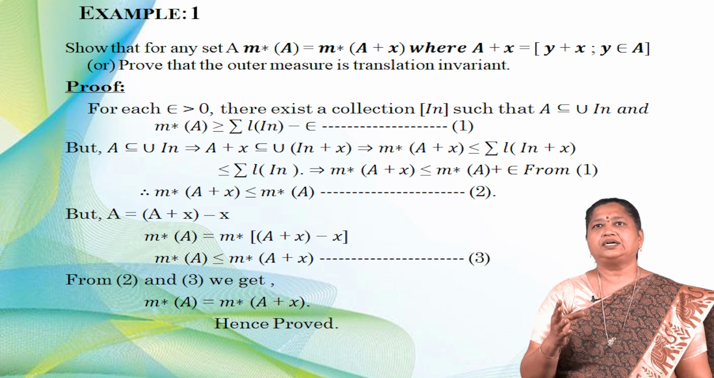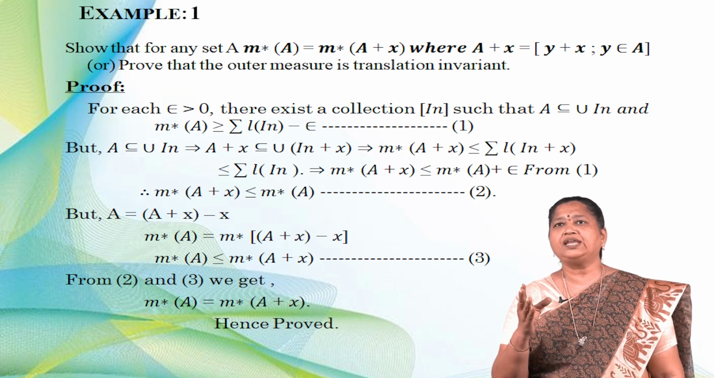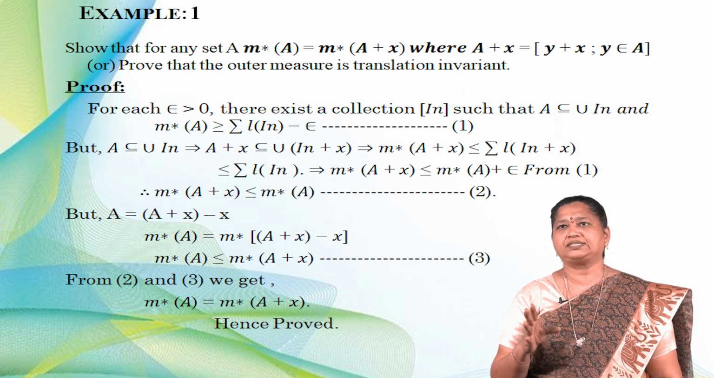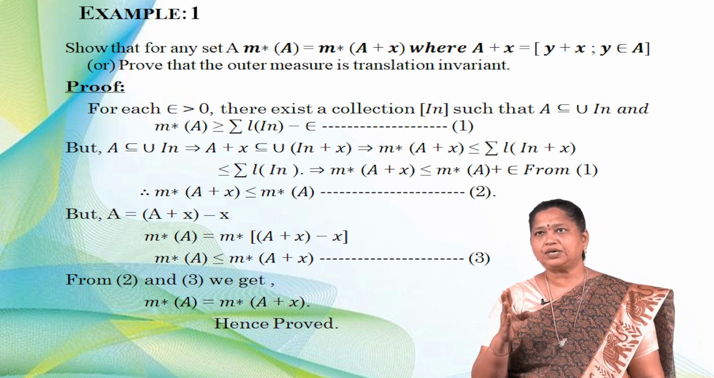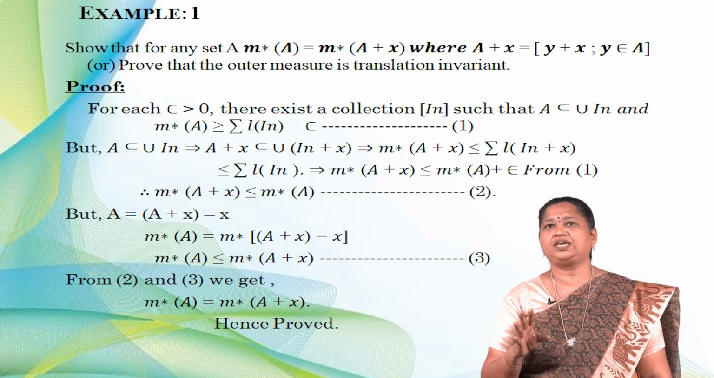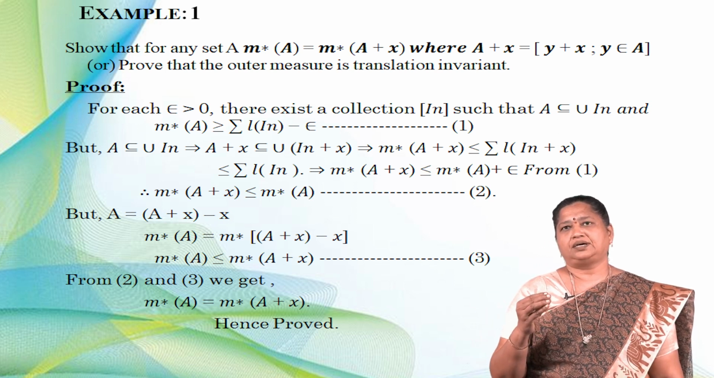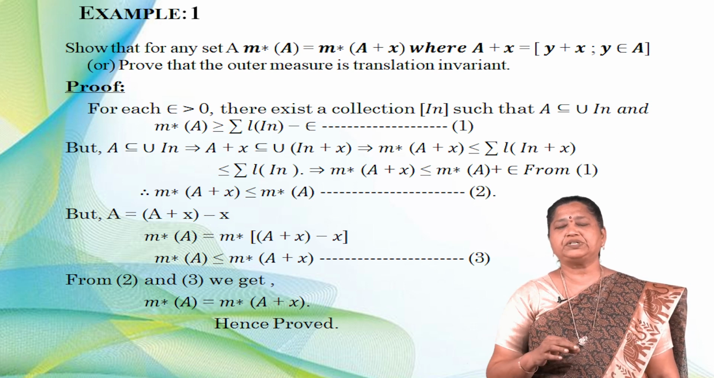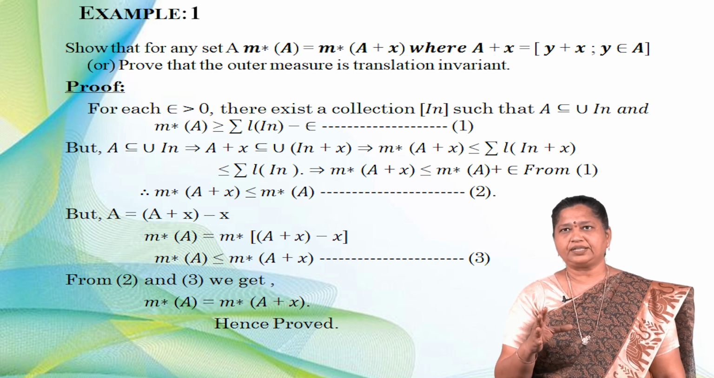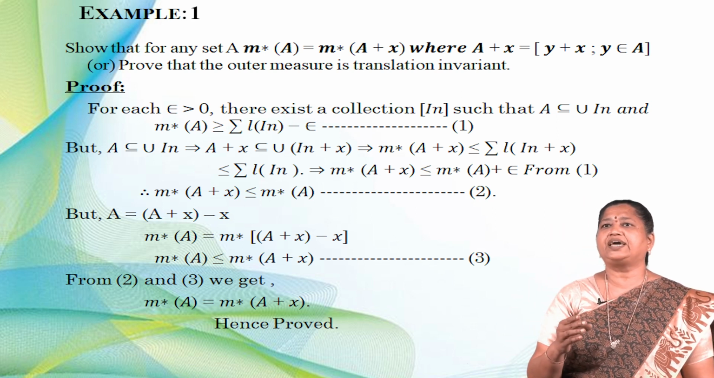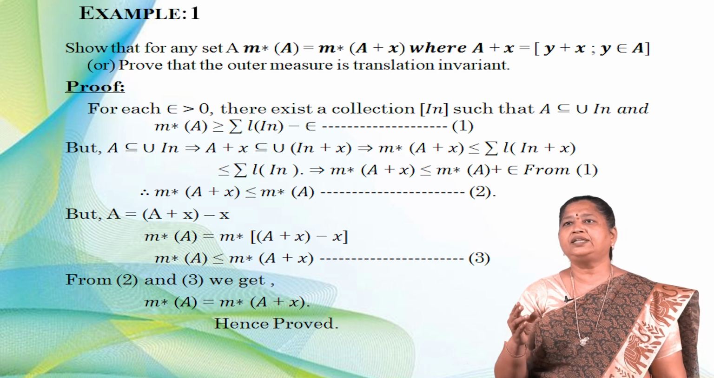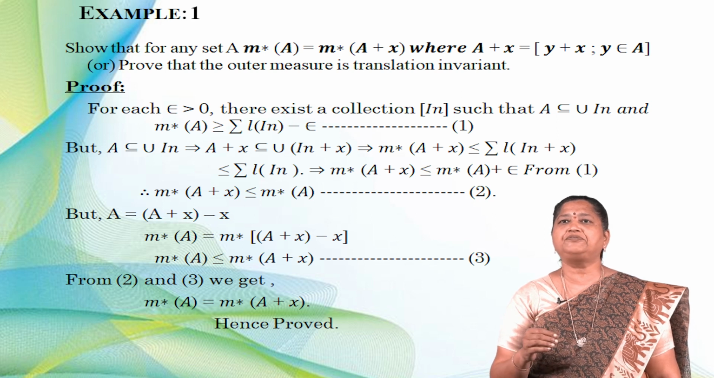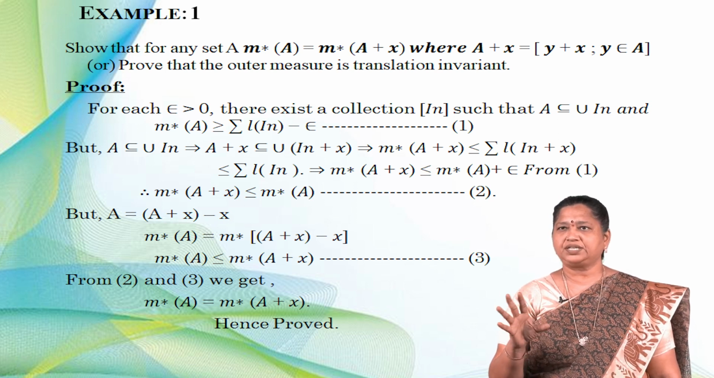The next is an example: show that for any set A, m star of A equals m star of A plus x, where A plus x is the set of y plus x such that y belongs to A. In other words, prove that the outer measure is translation invariant. The proof of this example: for each epsilon greater than 0, there exists a collection I_n such that A is contained in the union of I_n, and m star of A is greater than or equal to the summation of L of I_n minus epsilon. That is equation 1.